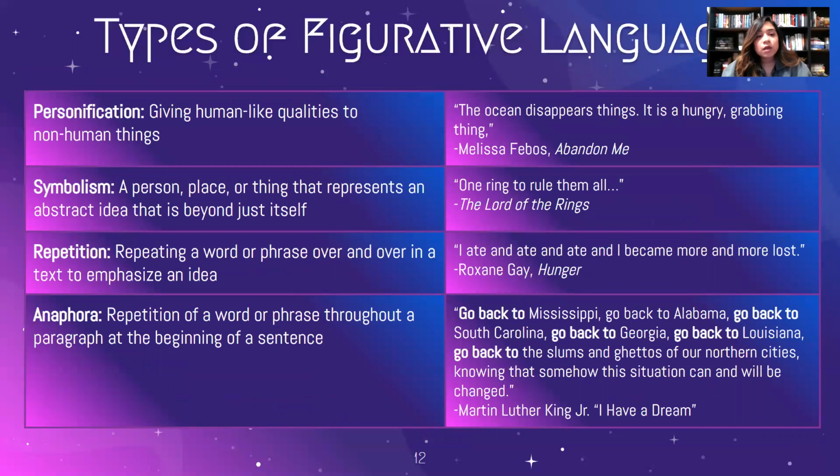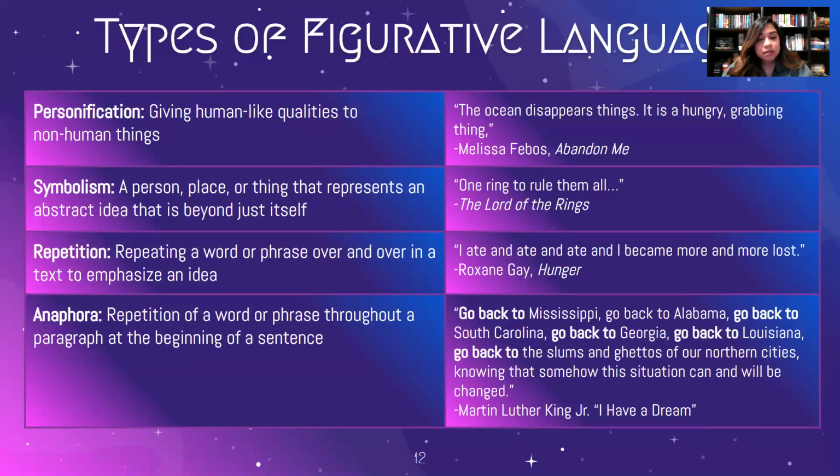All right, then we also have personification. So personification is giving human-like qualities to non-human things. So this is from a memoir by Melissa Febos called Abandon Me, and the example says, the ocean disappears things. It is a hungry, grabbing thing, right? The ocean is not a person. It is not hungry. It doesn't grab anything, but that's how she's describing it. She's personifying the ocean. She's giving it human-like qualities.